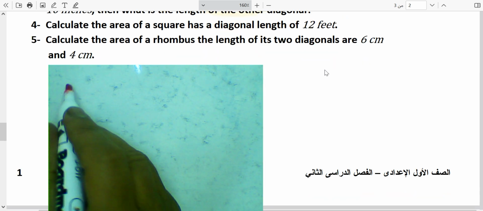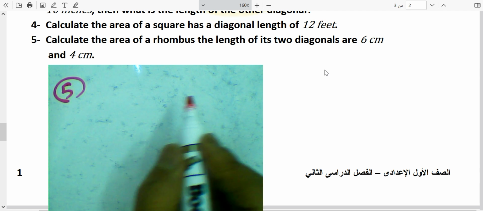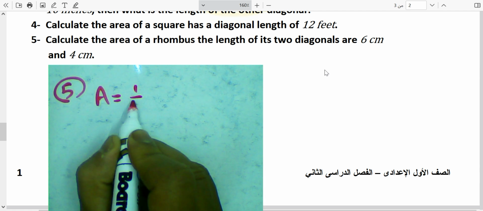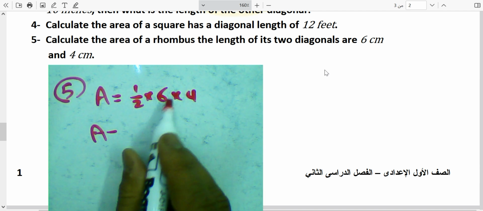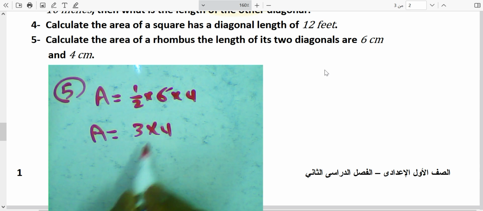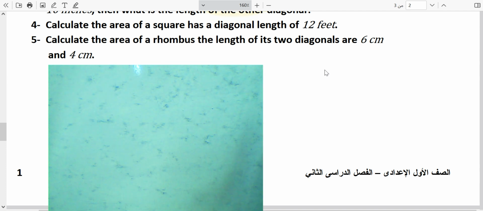Question number 5. Calculate the area of a rhombus where the lengths of the two diagonals are 6 and 4. Then the area will equal half times 6 times 4. Half of 6 is 3, and 3 times 4 equals 12 square centimeters. It's the area of the rhombus: half times diagonal 1 times diagonal 2.